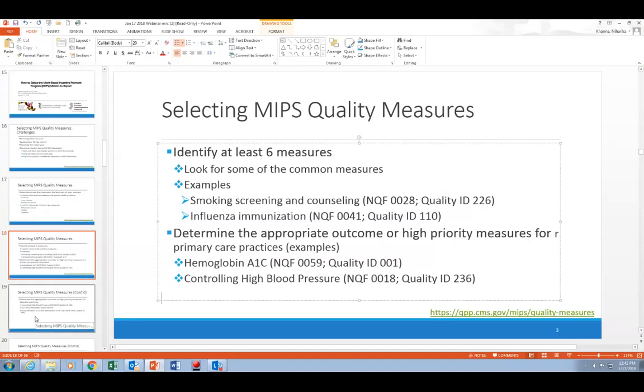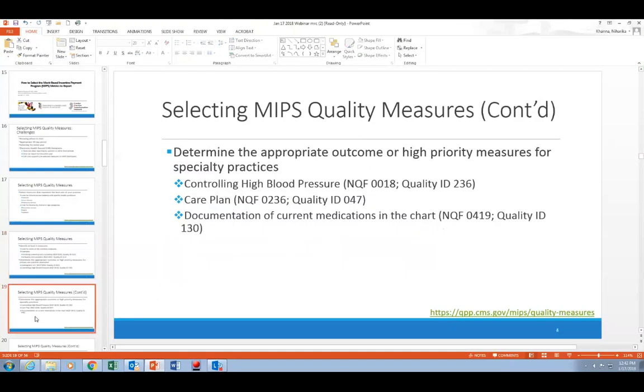So also determining the appropriate outcome or high priority measures for specialty practices. So for example, you might choose in a specialty practice to use controlling high blood pressure, again, a high priority metric, or the care plan. Care plan is a really good one to use. You need to make sure that you have been documenting care plans for your high utilizer patients, or at least the ones that have come out of the hospital in the past year. And then documenting current medications in the chart, which is NQF 0419, another really good metric to choose.